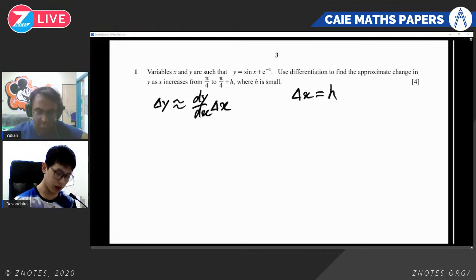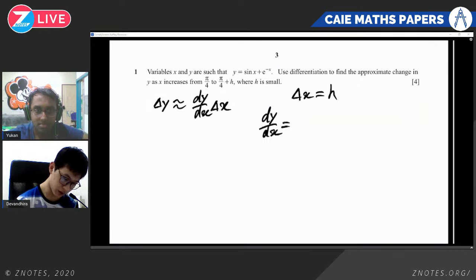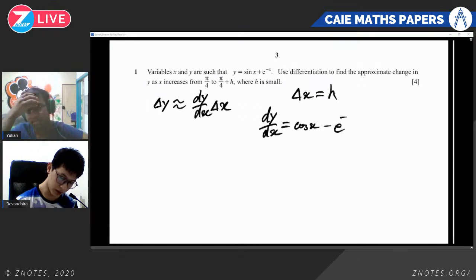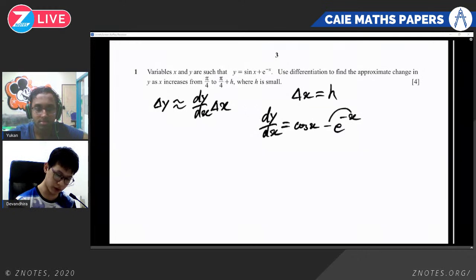So we have our first information that the change in x is just h. Now we have to find dy/dx. So let's differentiate our equation. dy/dx is equal to cosine of x. Remember that the derivative of sine x is cosine x. And the derivative of e to the minus x is just minus e to the minus x. By the chain rule, the derivative of negative x is just negative 1.